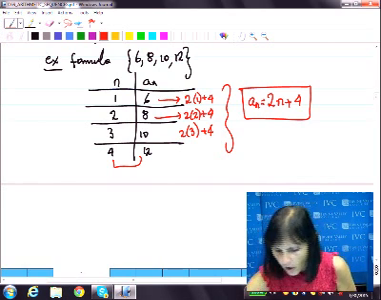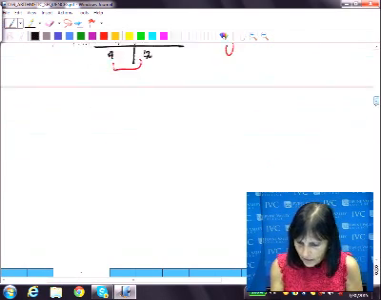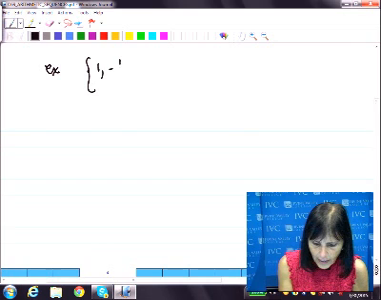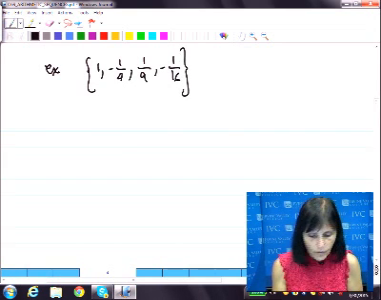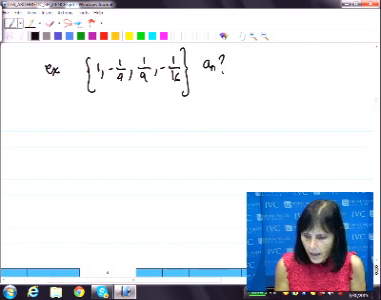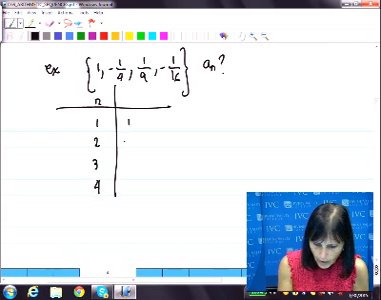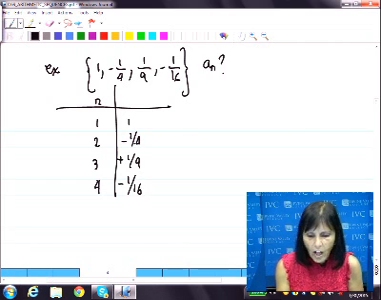But sometimes it's harder when you have alternating signs in a sequence. Let's look at that. Let's say I have a sequence like this: 1, negative 1/4, positive 1/9, negative 1/16, and so forth. Again, I'm looking for a_n, and I'm making a table. When it's 1, 2, 3, 4, I simply write this: 1, negative 1/4, positive 1/9, negative 1/16, and let's try to find out how this alternates.